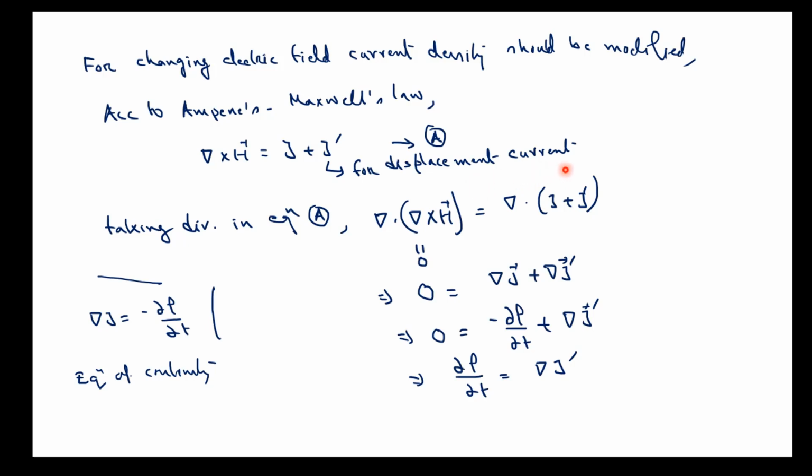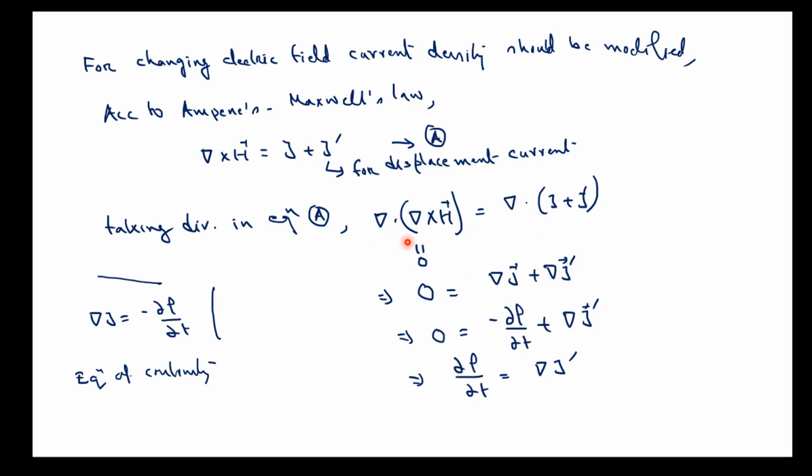I already discussed the displacement current in my videos. So this is my modified version of Ampere circuital law, or we can say Ampere Maxwell law. The modified version is del cross H equal to J plus J dash. Up to J is my Ampere circuital law, and J plus J dash is the modified Ampere circuital law. So now I'm taking the divergence of this equation A. What is the divergence? Del dot del cross H equal to del dot J plus del dot J dash.